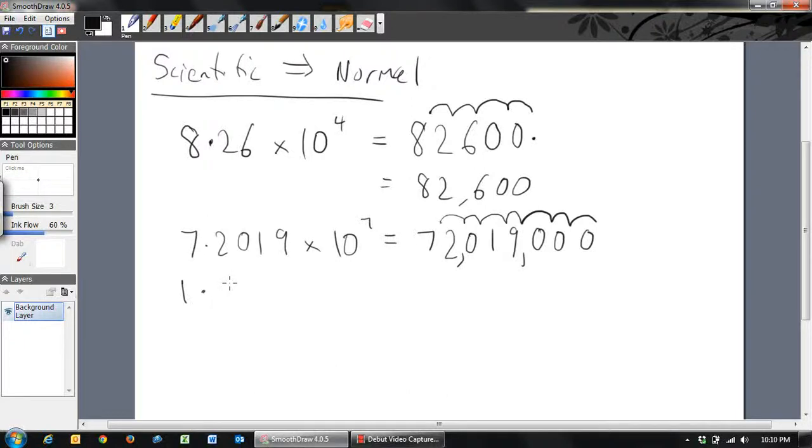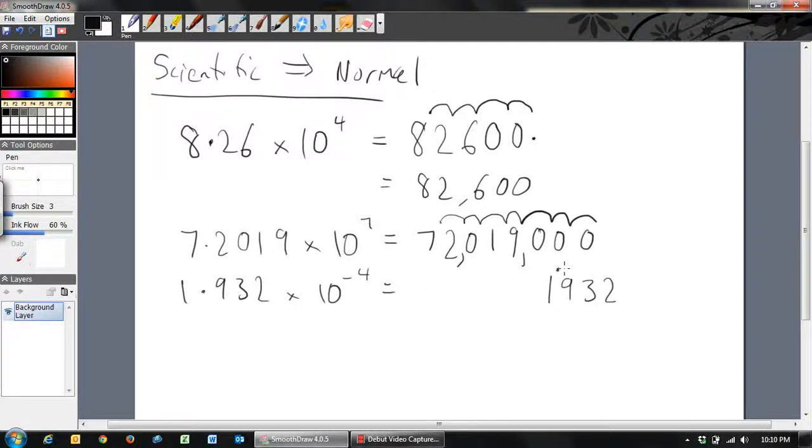Let's do 1.932 times 10 to the negative 4. Okay, so again, if you've got negative numbers, it's going to be really, really small. So I'm just going to leave some space to the left. I'm going to write my 1932. I'm just going to leave some space to the left because I know I'm going to have to do jumps to the left for this one.